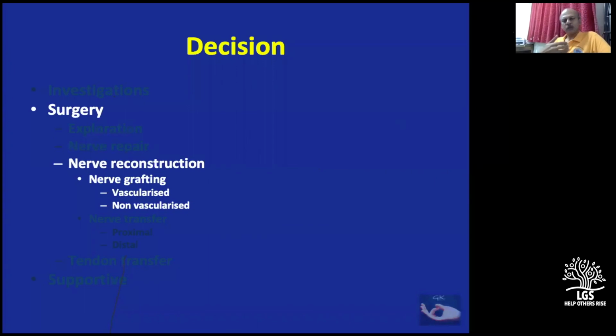Within 1.5 to 2 years it can be done, because the motor neurotization of the muscles must be done before 1.5 years. Beyond that, what happens? The motor end plates are degenerated. There is no point in doing a repair because the nerves will not be able to neurotize those muscles again.